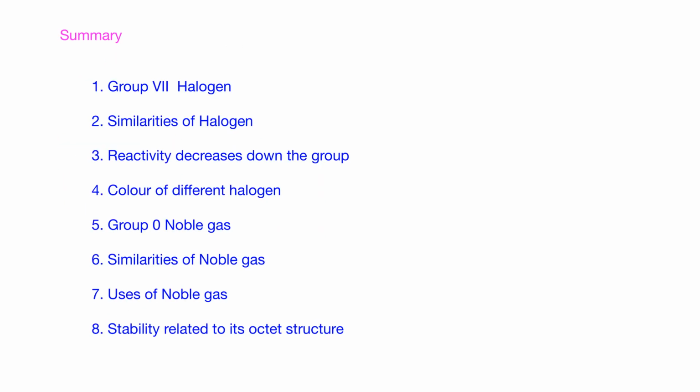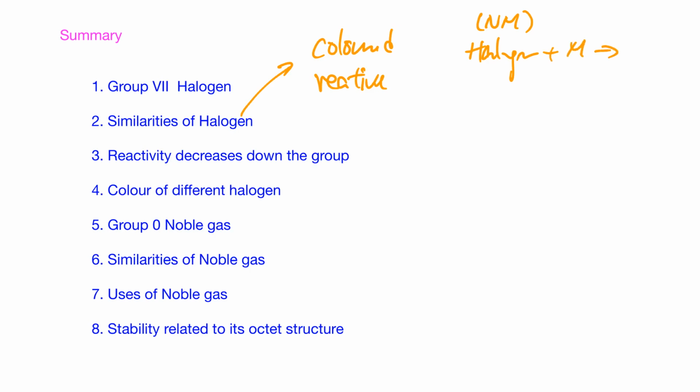To summarize, in this video we talked about group 7, which is called halogens. The similarities: all of them are colored, they are reactive, and they can form compounds. When they combine with a metal, they give an ionic compound. When they combine with a non-metal, they give a covalent compound. Do pay attention to the color of these halogens.